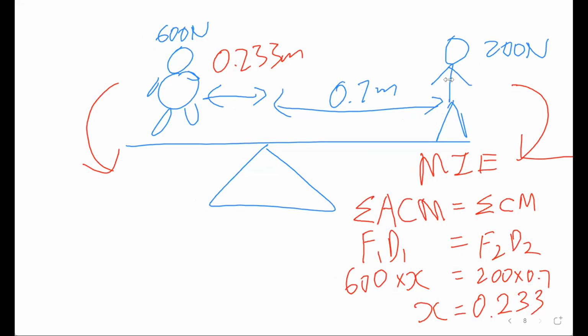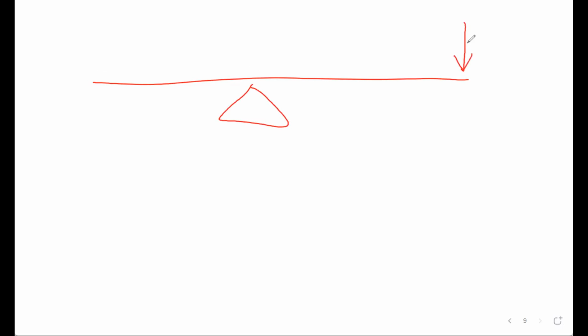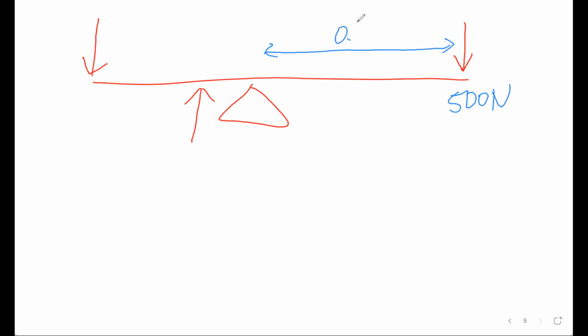Okay, if you have no questions from this part here, then the next part is basically going to be something like this. In your exam, most of the time they'll give you one force, but sometimes they may give you two forces. Let's say, for example, I have a seesaw right now. I have one force that pushes here, one force that pushes here, and one force that pushes here. Let's just say right now, this is 500 Newton, and it is maybe 0.7 meters away again.